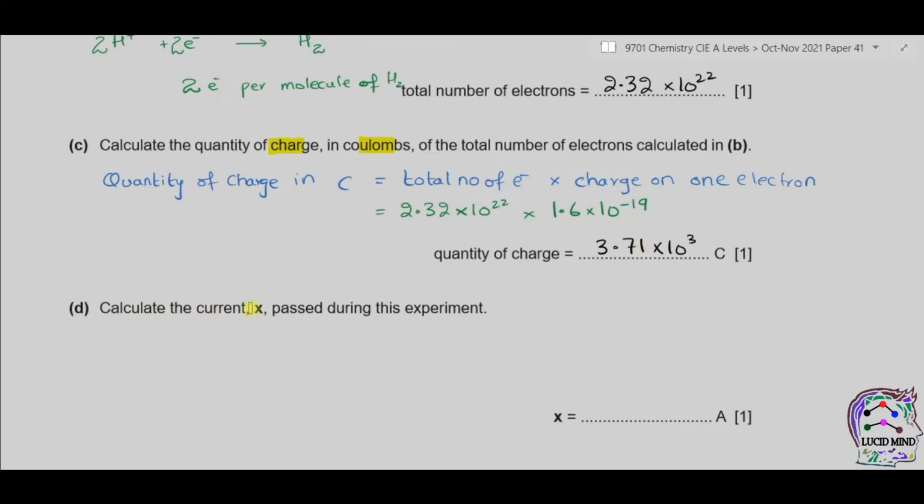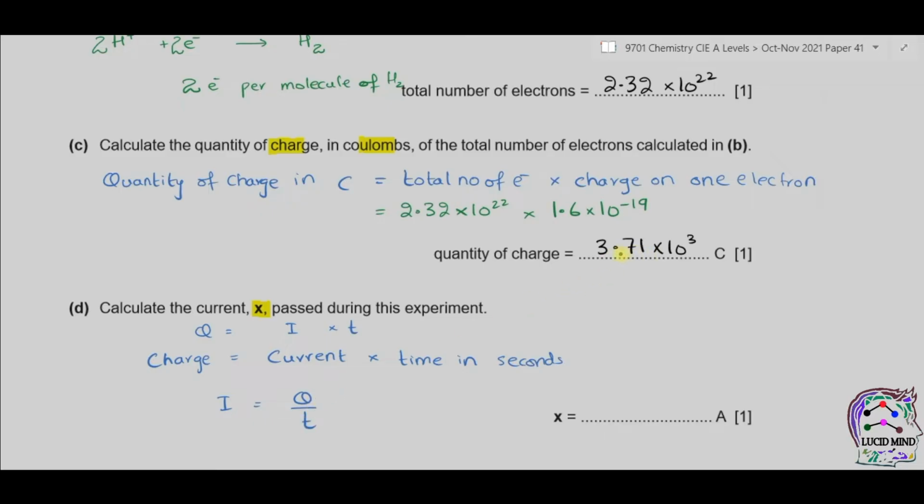Part D. Calculate the current X passed through this experiment. For this we can use the formula charge equals current into time in seconds, or Q is equal to I, which is current, into T, which is time in seconds. Now we can rearrange to find current X. So I will be equal to Q divided by T.